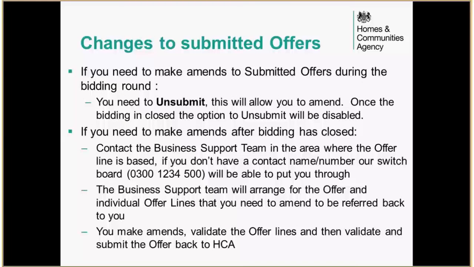Okay, if you submit an offer and then we need to make changes to it, the way that you do that depends on where we are within the bidding process. So first of all, if we're still within the bidding round and you need to make a change to a submitted offer, you need to go to that offer and you need to click on the Unsubmit button at the bottom of the screen. That will then allow you to go back into your offer lines and make changes. But as soon as the bidding is closed, that Unsubmit button will be disabled.